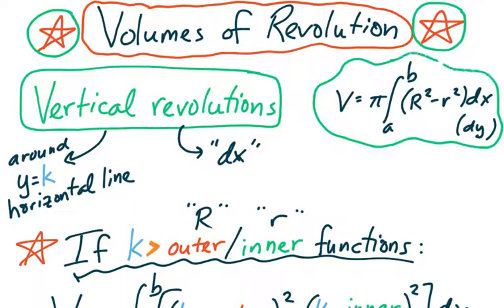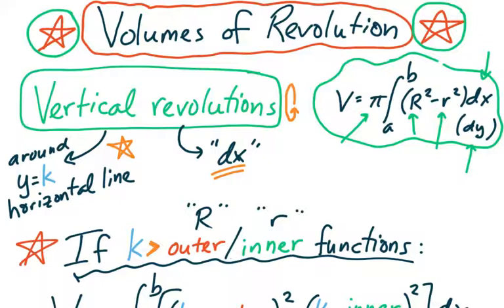So again, that's going to be the big R, or the outer function squared, minus the inner function squared, times pi, which we can bring outside. dx if we're spinning vertically and we have vertical slices, and dy if we're doing horizontal slices. All right. Well, let's speak about the vertical revolutions. If we're spinning it vertically, like around the x-axis, where it's a y equals horizontal line. When you spin around a horizontal line, you make a vertical revolution, which means your slices are now along the x-axis, so there'll be a width of x, or dx.